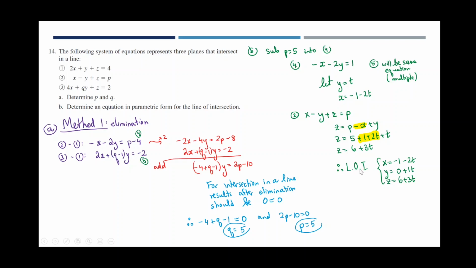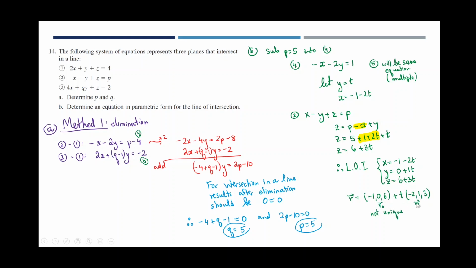So a line of intersection, which I call LOI, will be represented by these three components, and you could rewrite them in vector form by saying that these constants create the position vector of a point that we know on the plane, and the coefficients of the parameter is going to be the direction vector of this line.